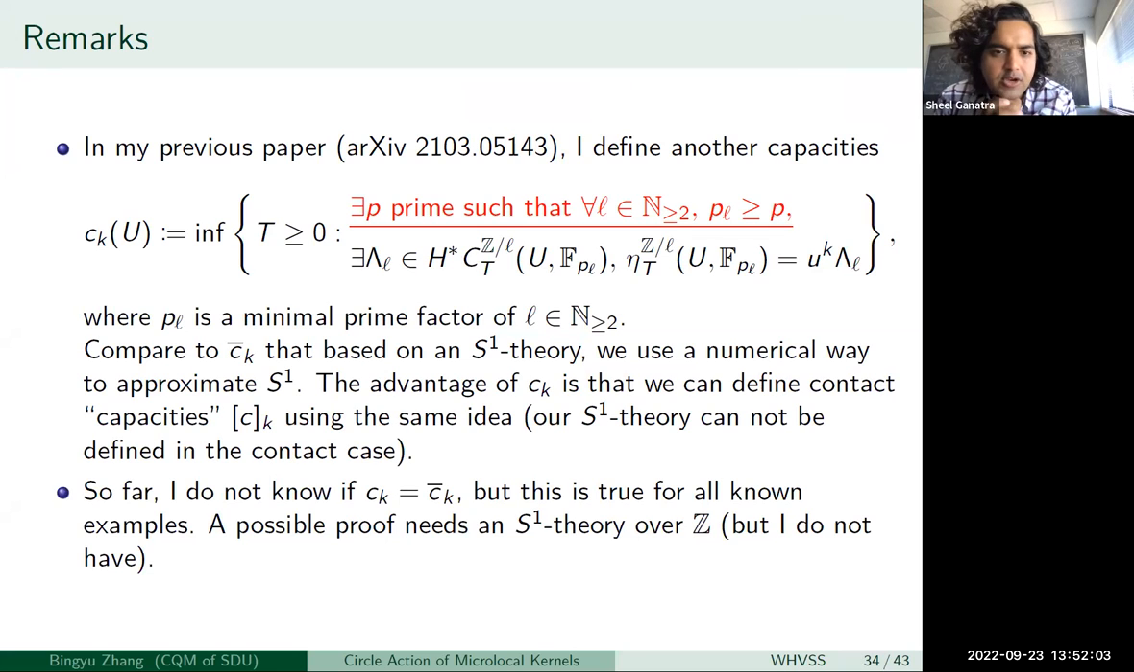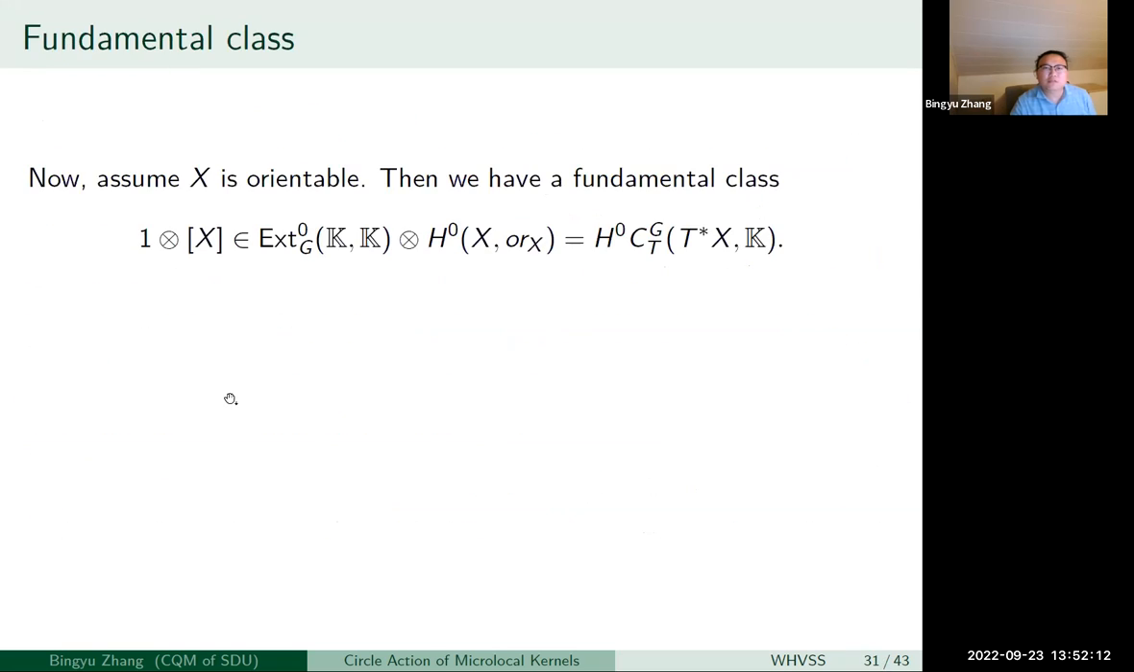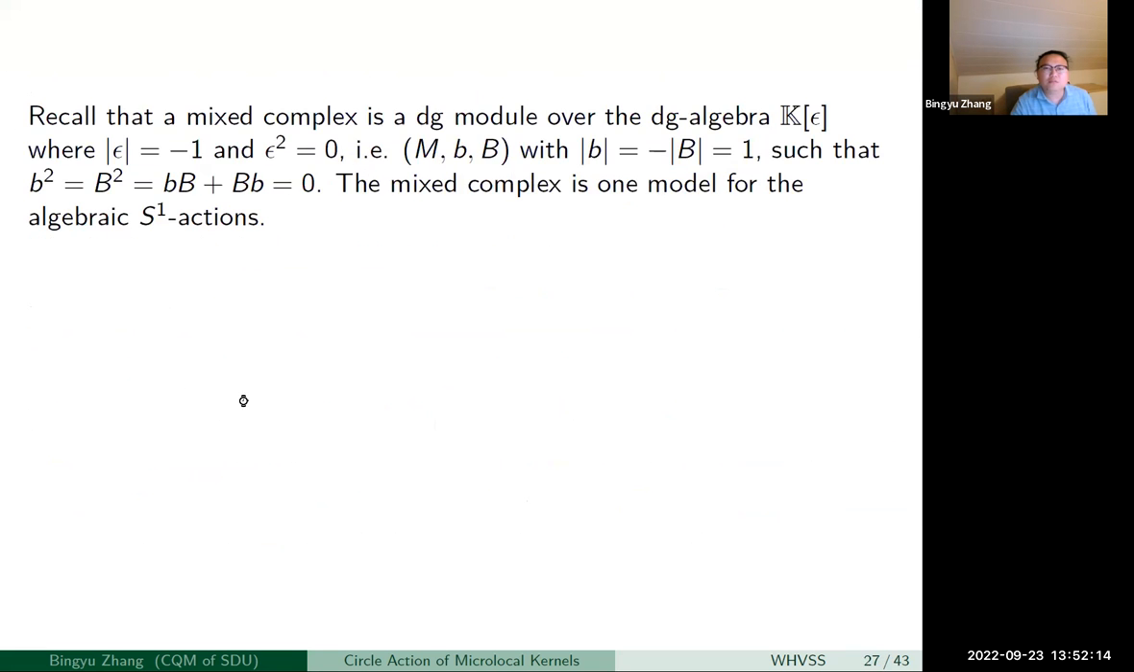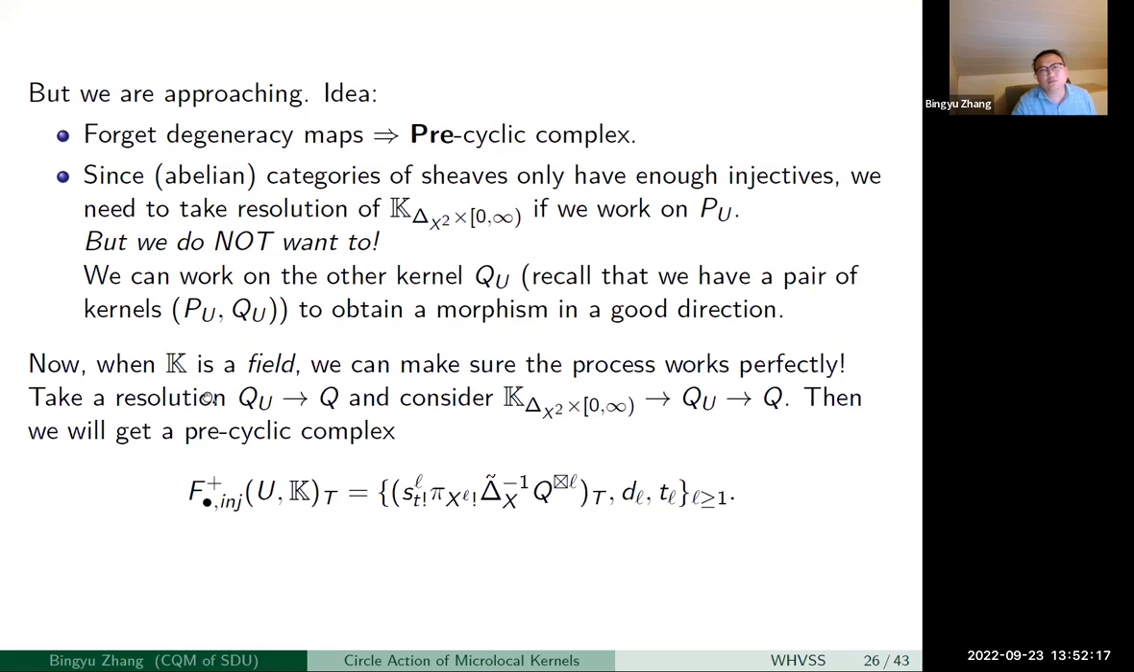I was wondering, can you clarify again which part you mentioned, the S1 theory over the integers? Can you clarify again which part requires working rationally so far? Okay. Which part is here?